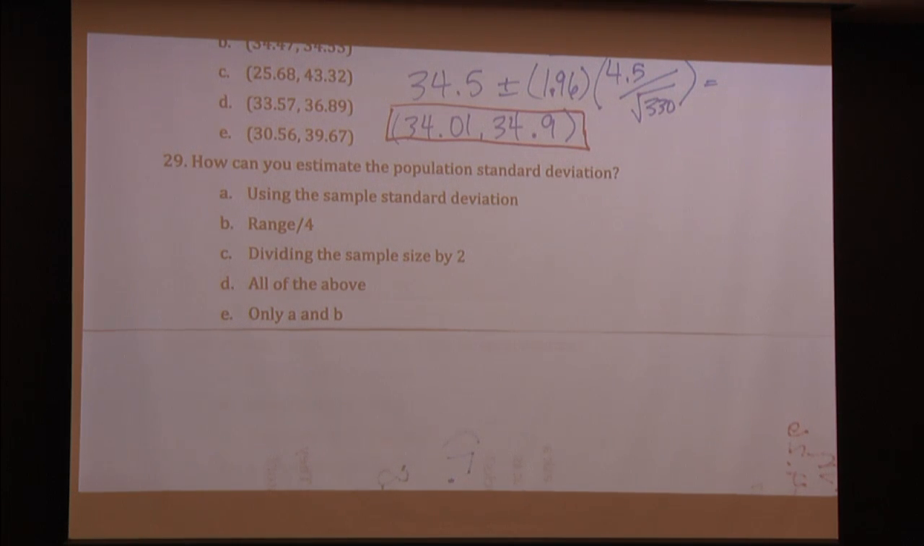So E, so only in A and B. So we can use the range over 4. So keep in mind you want the one that's sort of like the most accurate estimation. So if you want population standard deviation, if you have it, use it. And then just sort of rank it in order of what seems like the most accurate estimation.